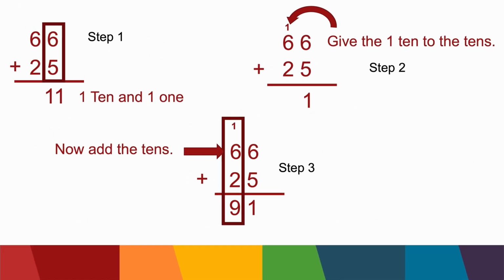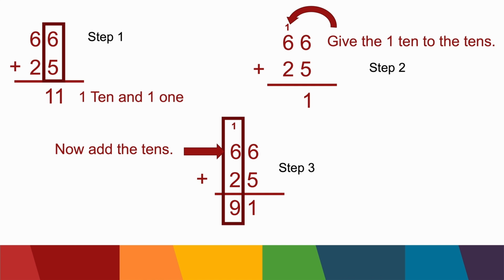Here we have 66 plus 25. Step 1, we add the ones column. 6 plus 5 equals 11. 11 is 1 ten and 1 one. Step 2, we give the 1 ten to the tens column and we carry the 1 down.